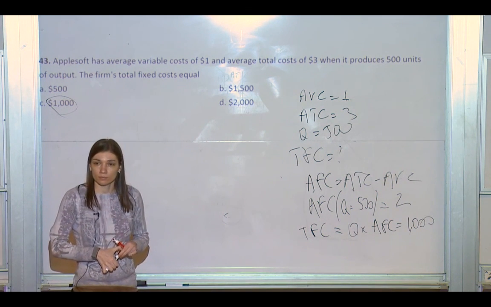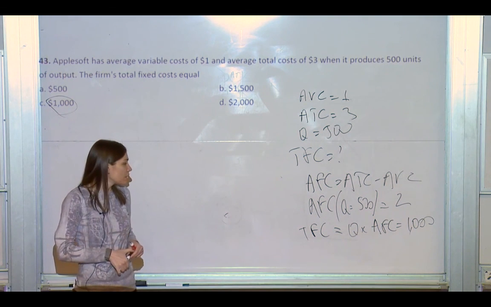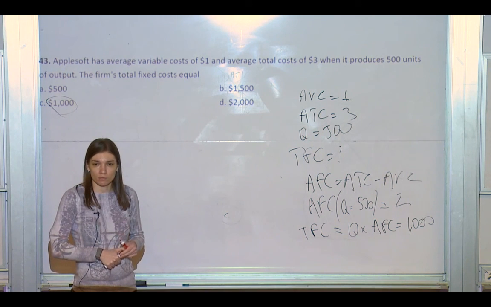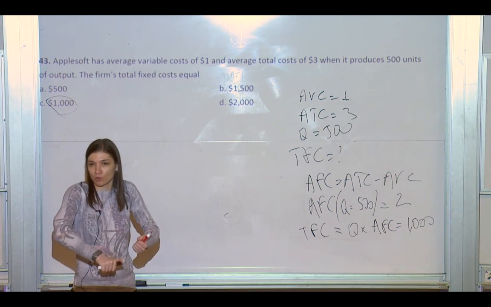Questions? Can you do that last step again? Can I do the last step again? If I have average fixed cost of 2, when the quantity is 500, right, average fixed is fixed per unit, right? Yeah.